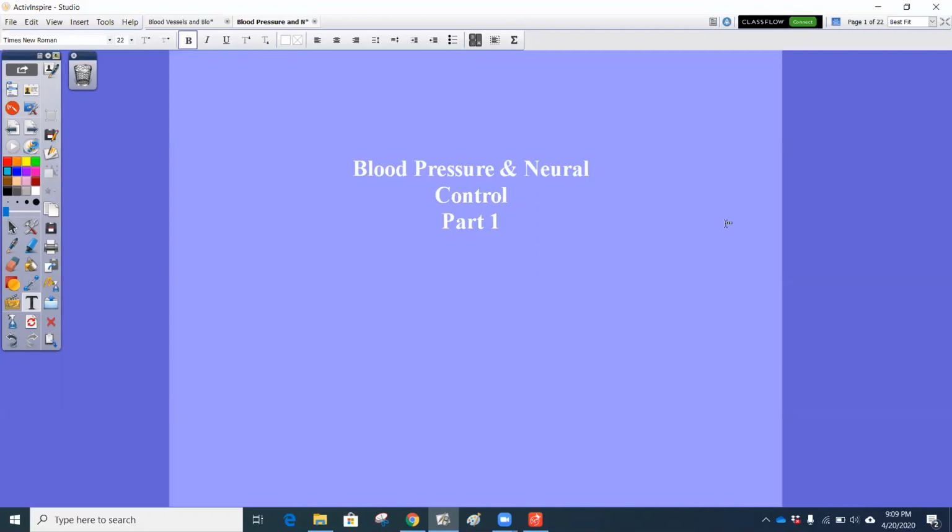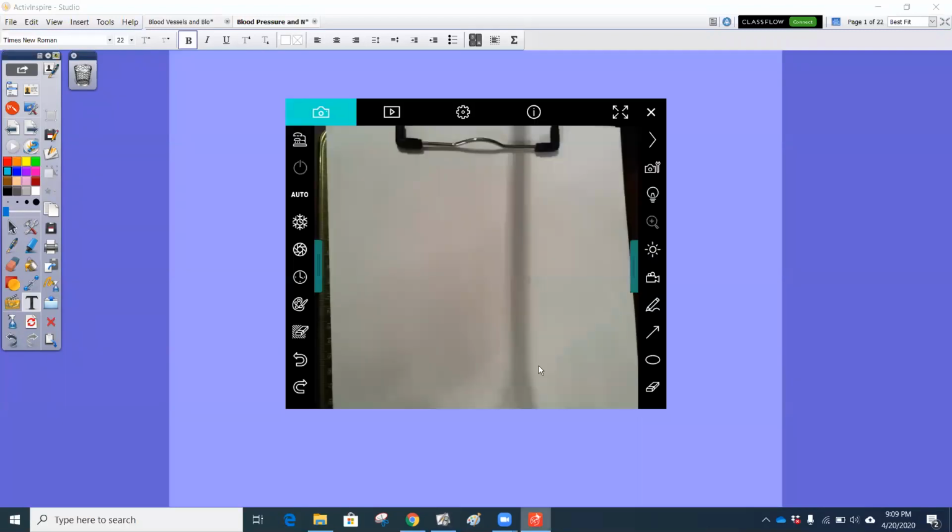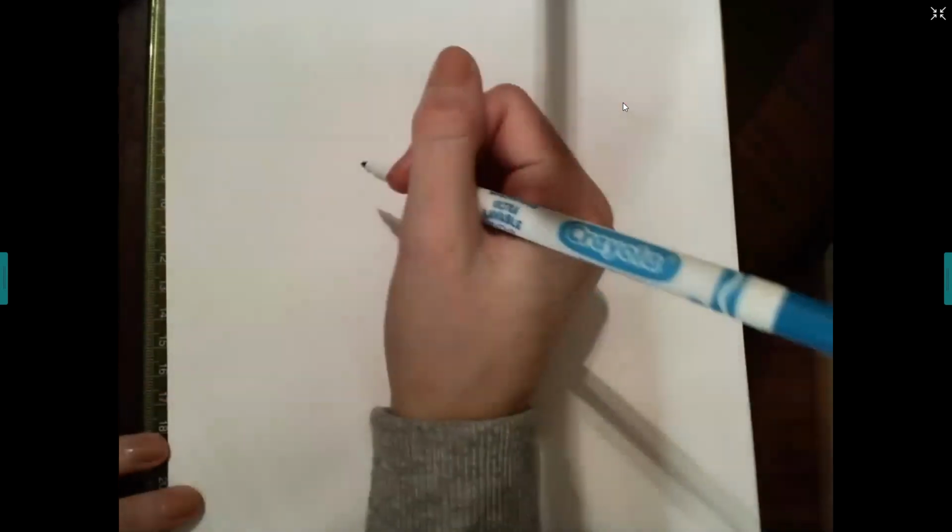This is one of the bigger topics in the physiology of the heart and how it's controlled by your brain, and specifically your brain stem. But in order to understand that neural control, you have to understand what blood pressure is. These are going to be handwritten notes. Let me pull up my document camera and we will write these down, and I'll write with you to help you out with timing. So first, let's just call this blood pressure.